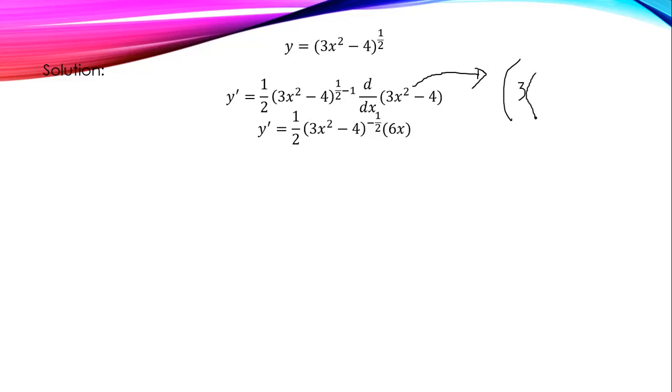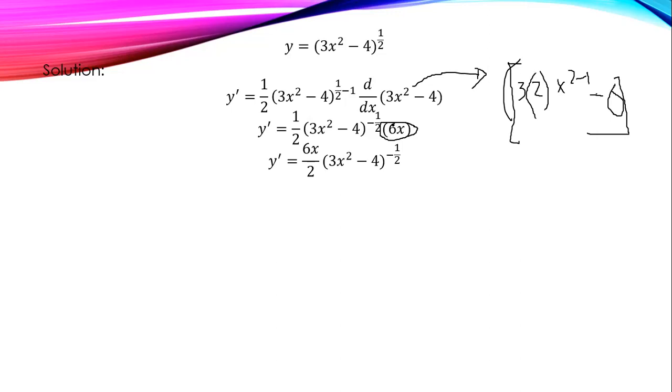So 3 multiplied by 2, bababa yung 2. And then x squared minus 1, minus the derivative of a constant is equal to 0. And then 3 times 2 is equal to 6. And then we have x and then 2 minus 1 is equal to 1. Kaya magiging 6x. So now, yung 6x na to, i-multiply natin sa numerator ng 1/2. Kaya magiging 6x over 2. So 6x multiplied by 1 is equal to 6x divided by 2. 6x divided by 2 is equal to 3x. Kaya magiging 3x siya dito.